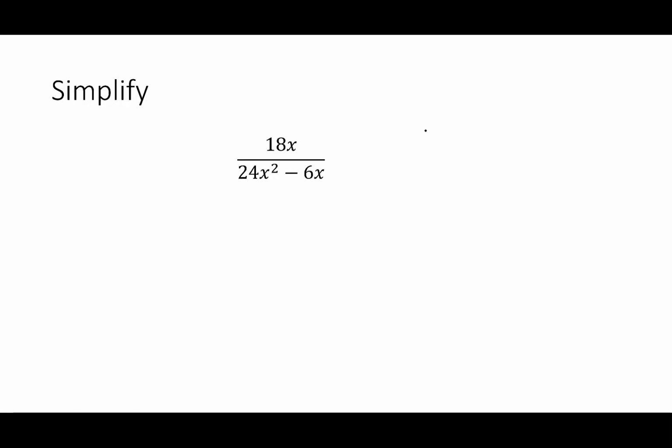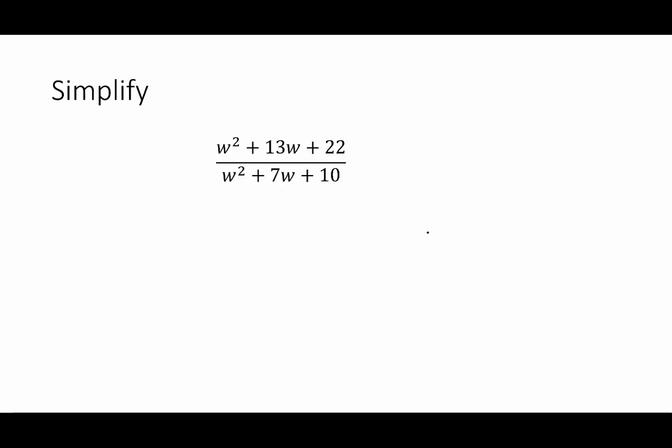Our next example is 18x over 24x squared minus 6x. This time, our expression is not factored first. We can leave the 18x in the numerator. In the denominator, notice that 24x squared and 6x are both divisible by 6x. When I factor out a 6x, I'm left with 4x minus 1. We know that 6 goes into 18 3 times, and the x can cancel the x. Our new simplified expression is 3 over 4x minus 1.